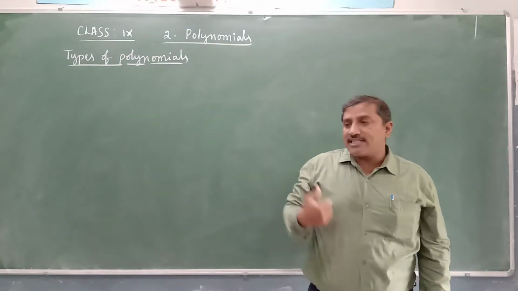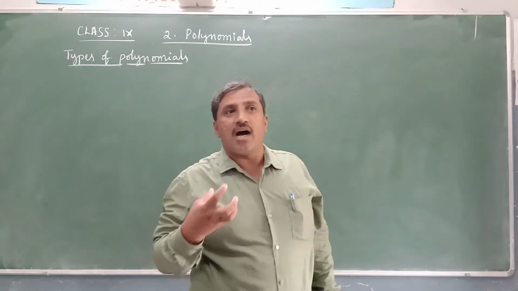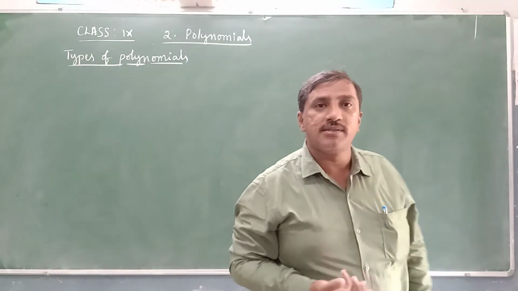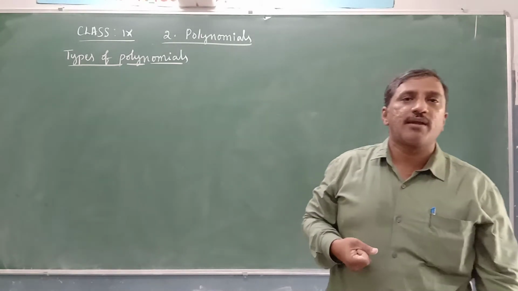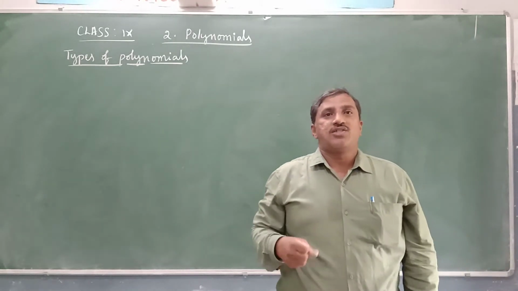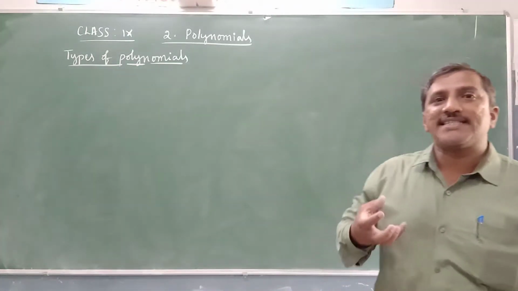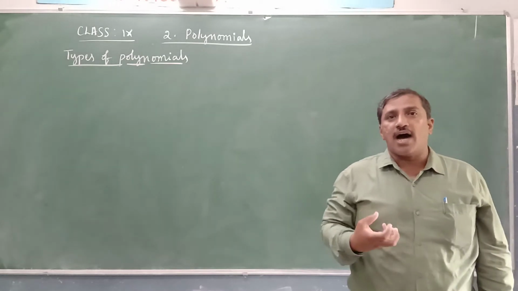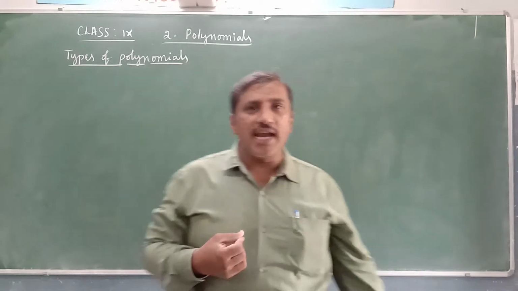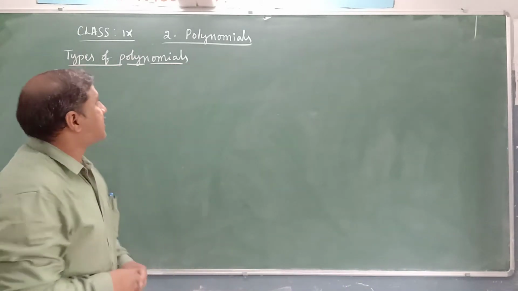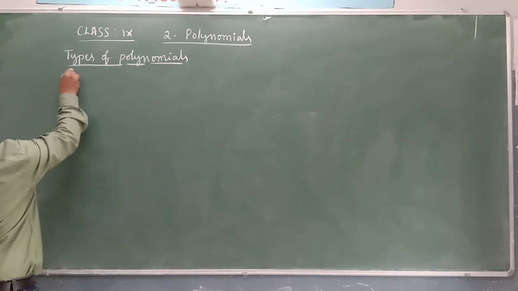So in the previous class we studied what is a polynomial, how do you identify a polynomial in one variable, that is the introduction part of the polynomials chapter. Today we are going to discuss types of polynomials based on the number of terms and based on the degree of the polynomial. So, types of polynomials based on the number of terms.